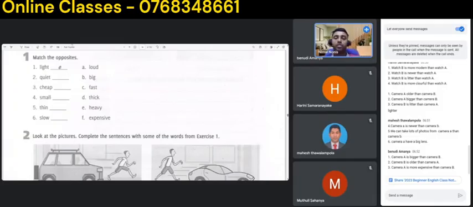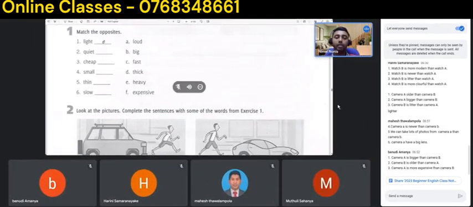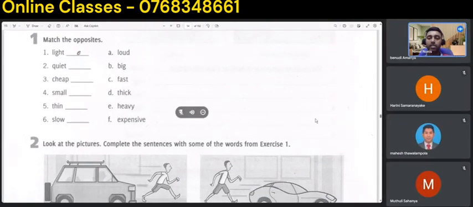Match the opposites. What we have to do is match the opposites. Let's do this exercise. Light. Light means definitely the opposite is heavy. E is the right answer.